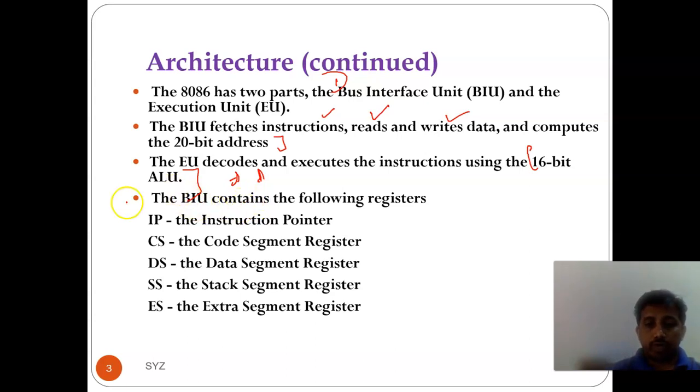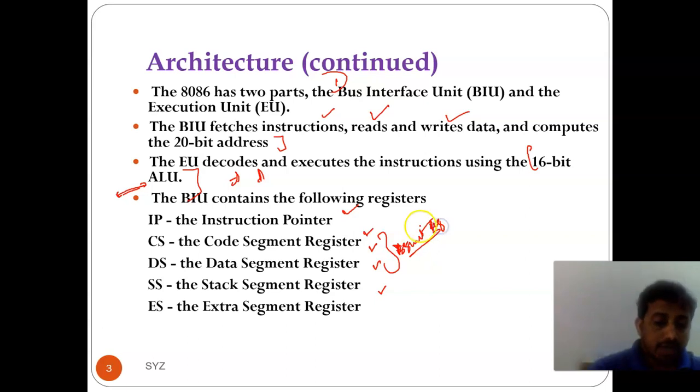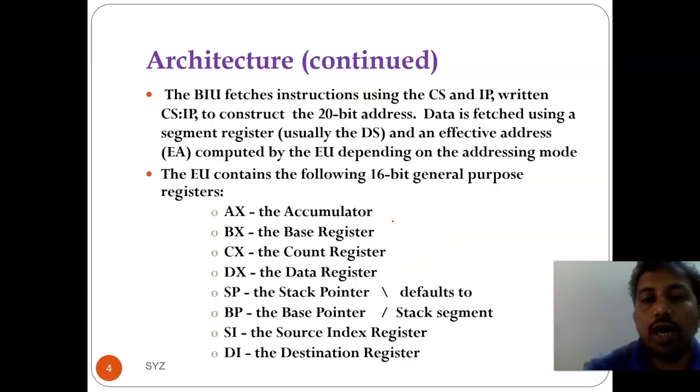When you come to the things available in your bus interface unit and execution unit, the bus interface unit consists of the following registers. Number one is the instruction pointer register. Number two is the code segment, data segment, extra segment, and stack segment. All these 4 are the segment registers which are there in the bus interface unit.